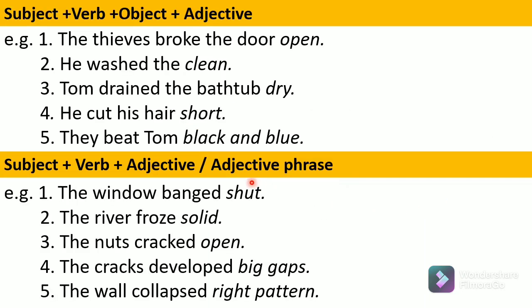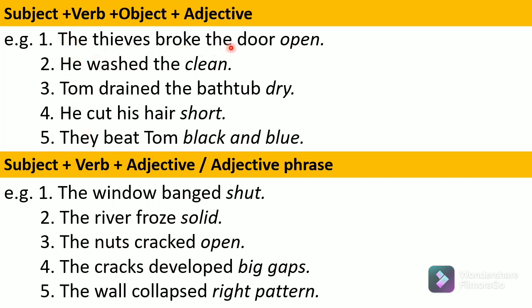I have made a few examples on similar lines which will help you understand it better. The structure of such sentences is like this: subject plus verb plus object plus adjective. It is the structure: subject plus verb plus object plus adjective. This is the structure. If you look at these examples carefully, you will understand.